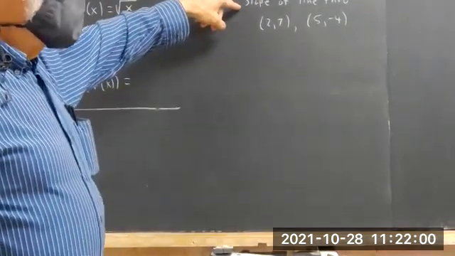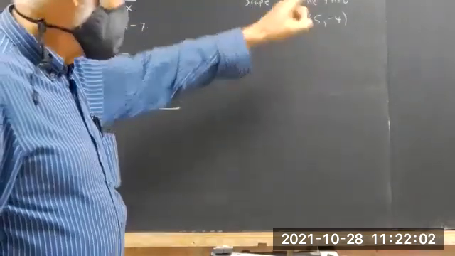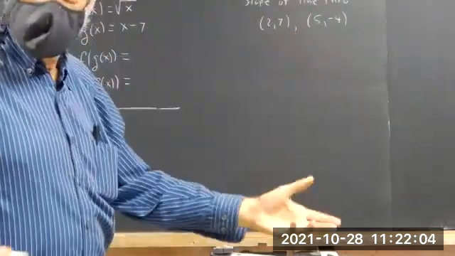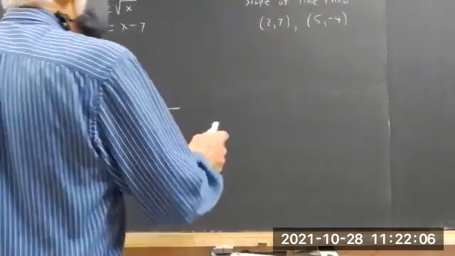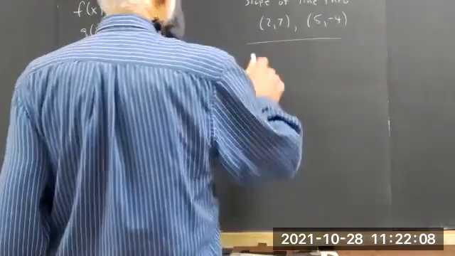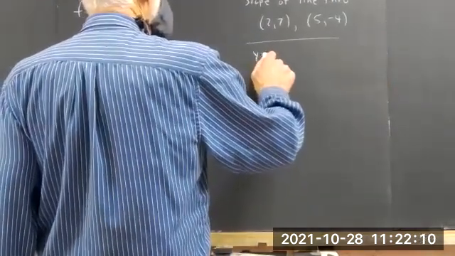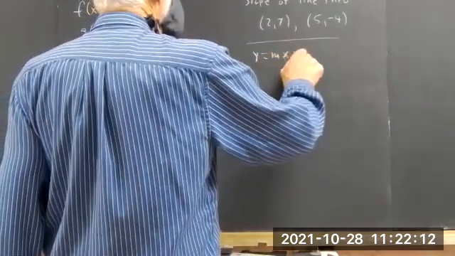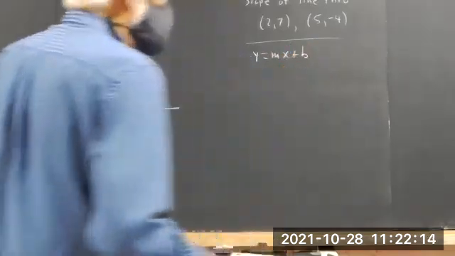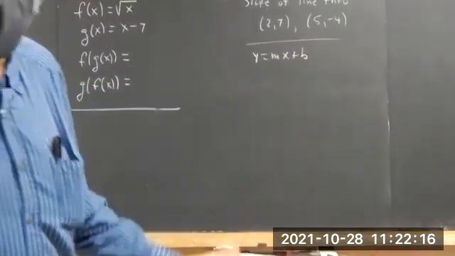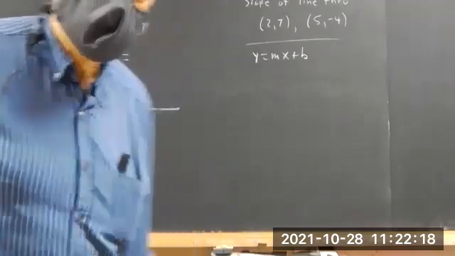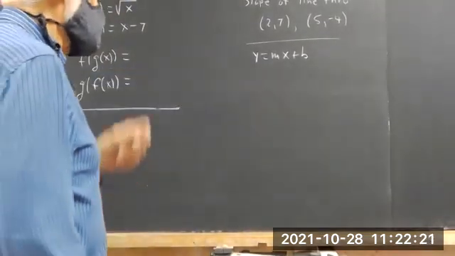Anyhow, the slope of the line, that's what it says there, slope of the line through these 2 points. So that's a really straightforward question. Okay, well, that's just to start with. Y equals mx plus b, which is a perfectly good place to start. Okay, that's an equation of a straight line.